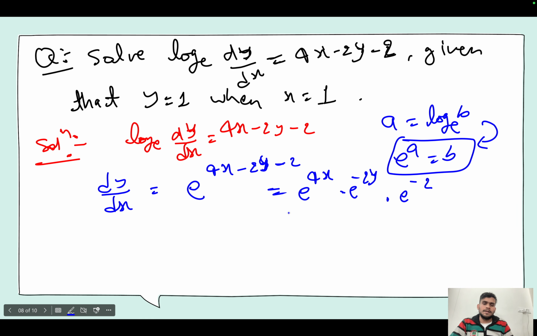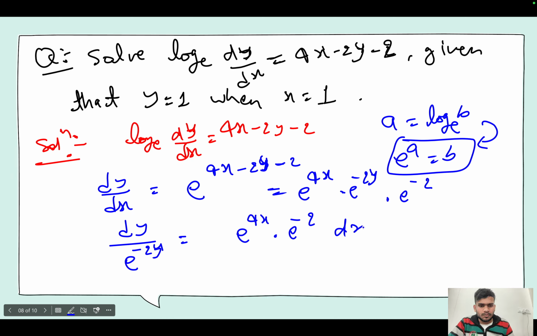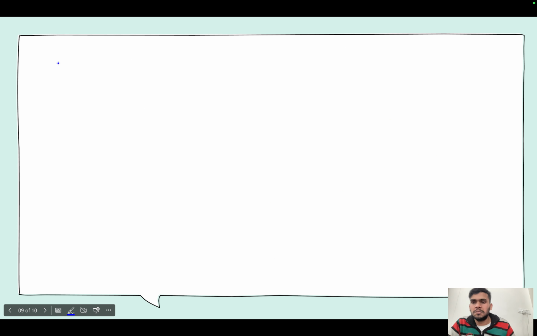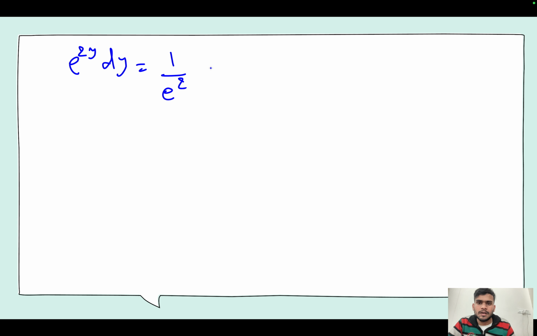Right. Okay, now take the y term on one side and the x term on another side. So it will become dy by e to the power minus 2y, and it will become e to the power 4x into e to the power minus 2 and dx. So let me write it in a beautiful way: e to the power 2y dy is equal to 1 upon e square, and e to the power 4x dx.